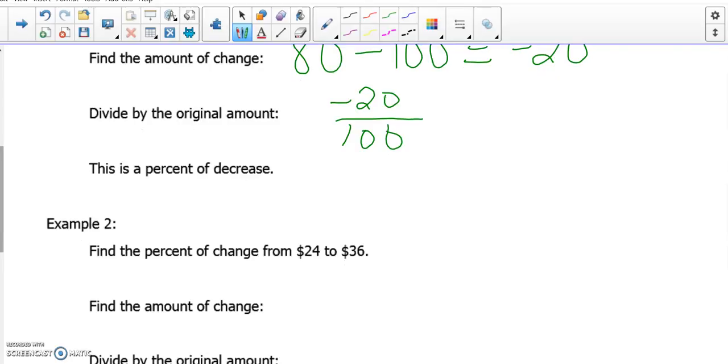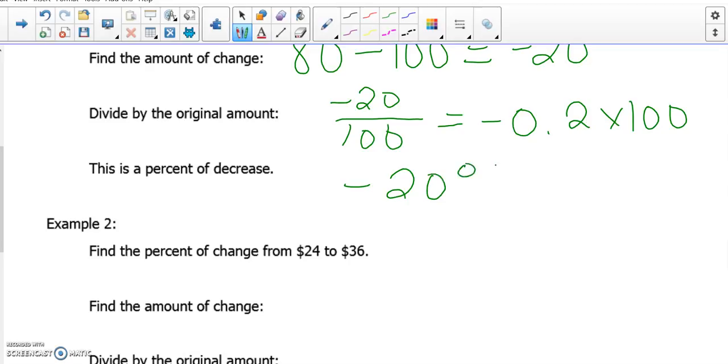So now we take negative 20 over 100, we change that to a decimal, and when we do, we get negative 2/10. And then we apply our multiplication, and we're going to multiply that by 100, and when we do, we get negative 20, and remember this is a percent, negative 20%.